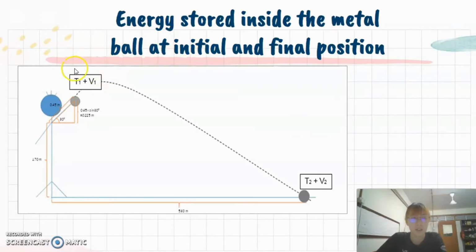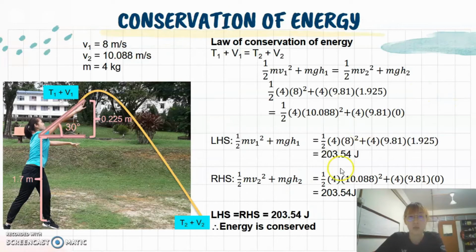This diagram shows the energy stored inside the metal ball at initial and final position. So to prove that energy is conserved, we can use the law of conservation of energy, which is T1 plus V1 equals to T2 plus V2.